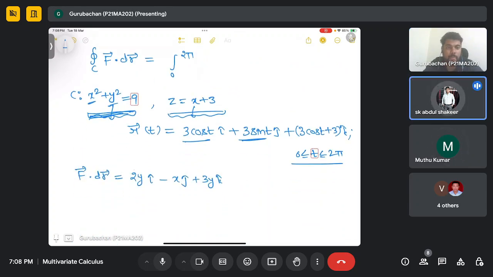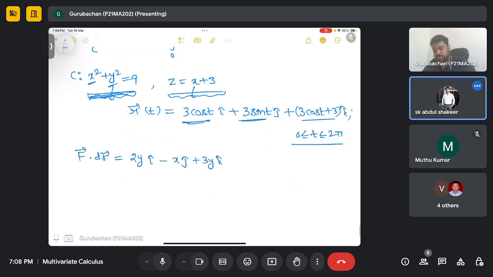Sir, that means R cap of t is x i cap plus y j cap plus z k cap. So here z is x plus 3. So x is 3 cos t, plus 3. So from here, z is 3 cos t plus 3. Okay, sir.